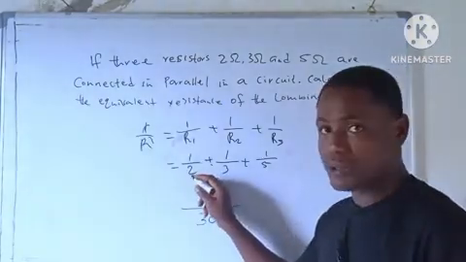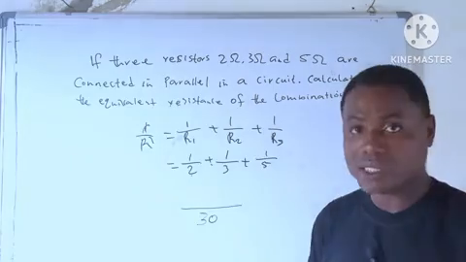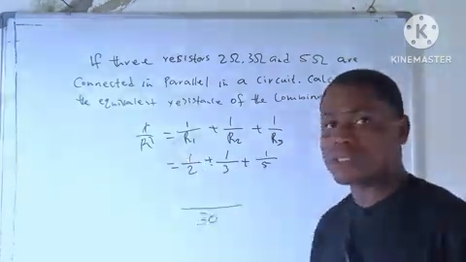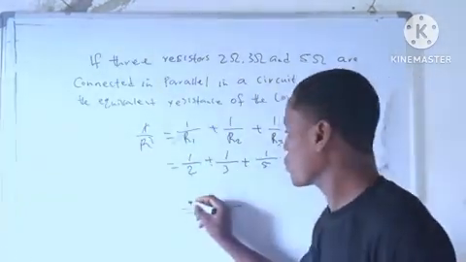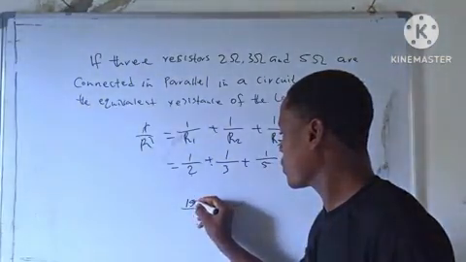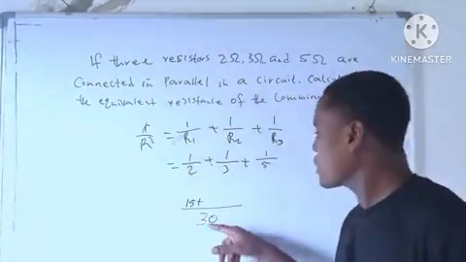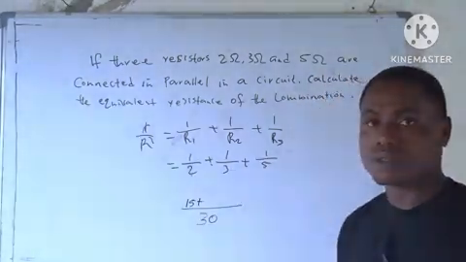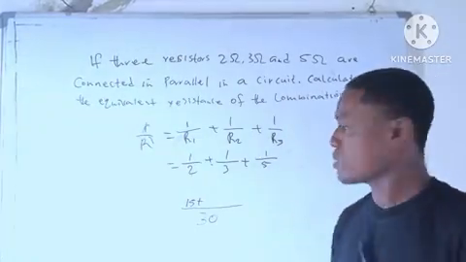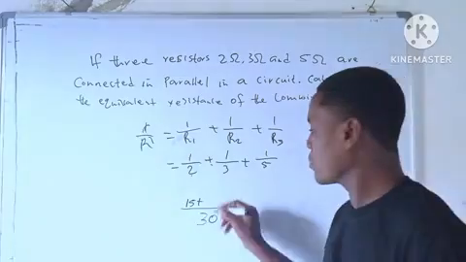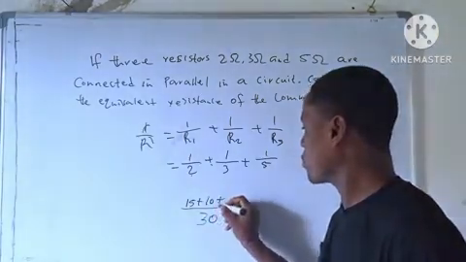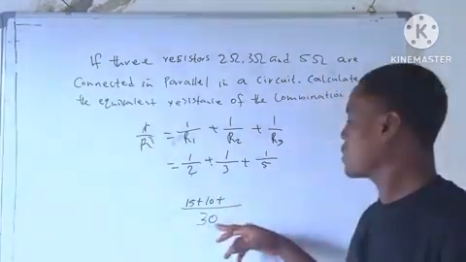30 divided by 2 is what? Is 15. 15 times 1 is 15. So you write 15 plus. Let's come to the second one. 30 divided by 3 is what? Is 10. Then 10 times 1 is what? Is still 10 plus.